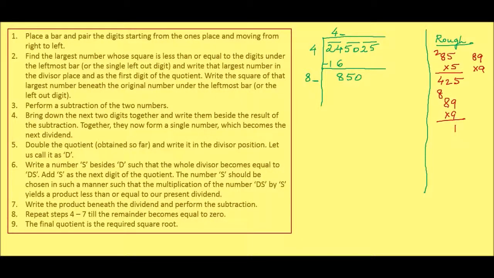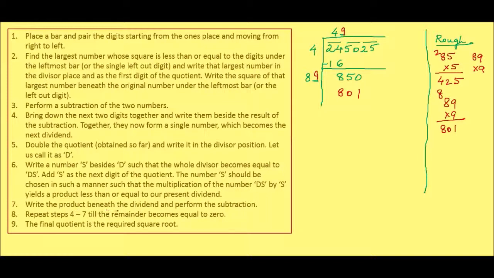And 9 times 8 is 72 plus 8 is 80, which is smaller than 850. So we can easily take 89. We can take the value of S as 9. And we have to put 9 over here as well as the next digit of the final quotient. And we will be writing the product below this dividend, which is equal to 801.